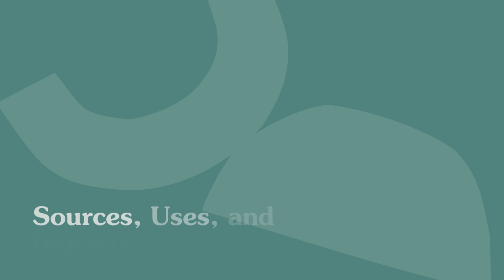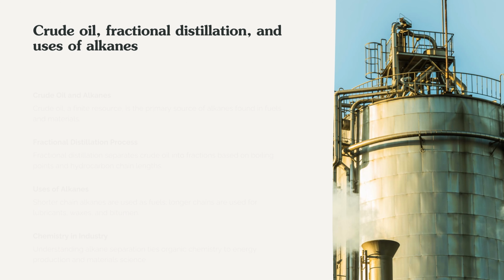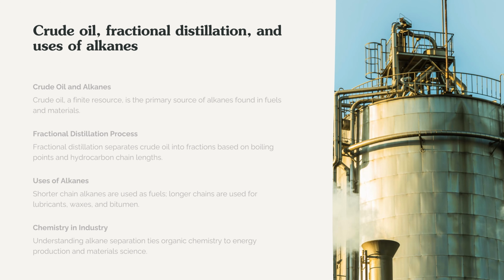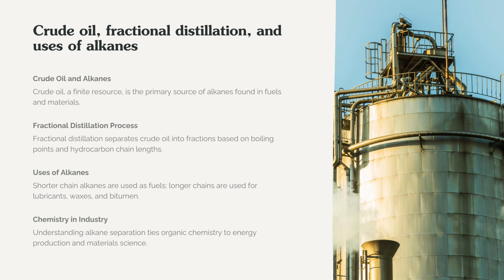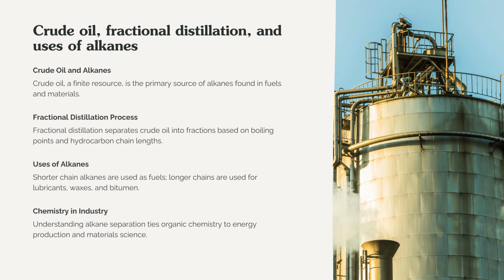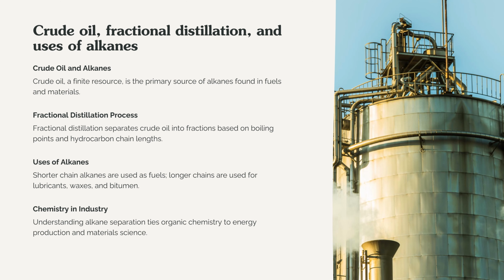Crude oil, fractional distillation, and uses of alkanes, environmental issues and sustainability. Alkanes are obtained primarily from crude oil and natural gas. Crude oil is a finite resource formed over millions of years and separated into fractions by fractional distillation. Each fraction contains a mixture of hydrocarbons with similar boiling points and chain lengths. Shorter chain alkanes are used as fuels such as LPG and petrol, while longer chains are used for lubricants, waxes, and bitumen.